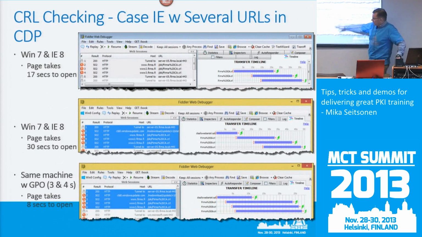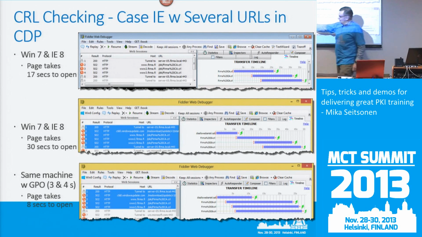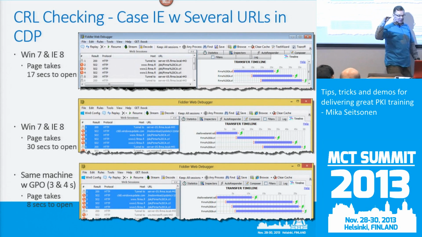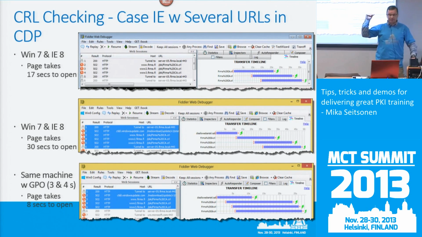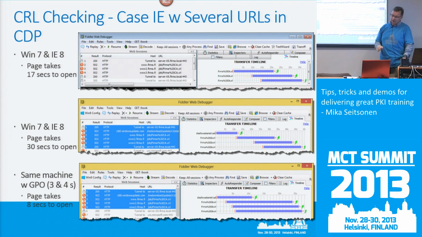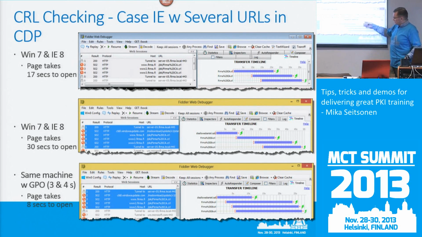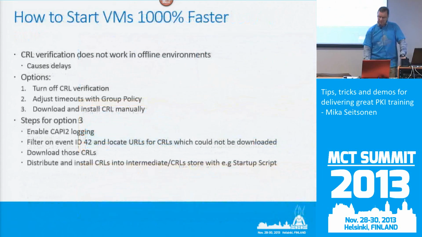Then the other option that I was actually using on the last demo here: I modified the default. By default, the operating system looks for the first CDP URL for 15 seconds and then will spend 20 seconds altogether for all the CDPs or CRLs in those URLs. On this one, I modified it so that the first CRL is looked for 3 seconds and then the whole list is checked for 4 seconds. Altogether it took 8 seconds to open. So with this group policy you can definitely make things happen faster.